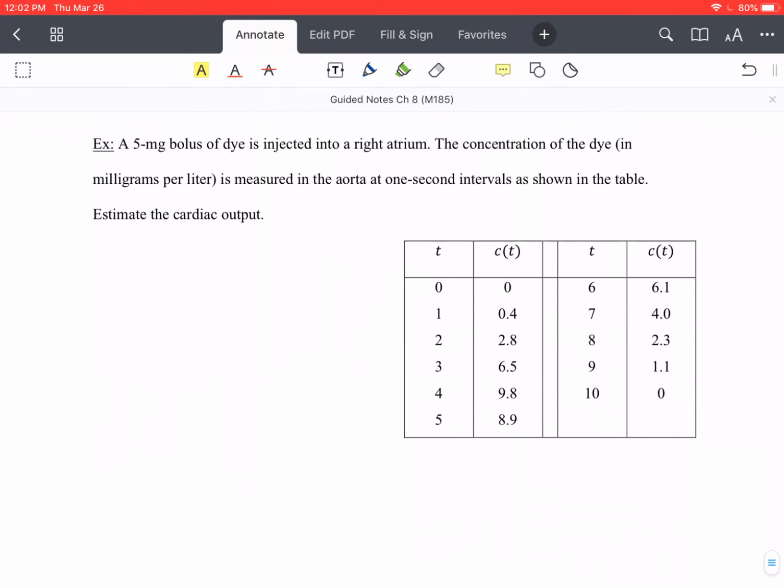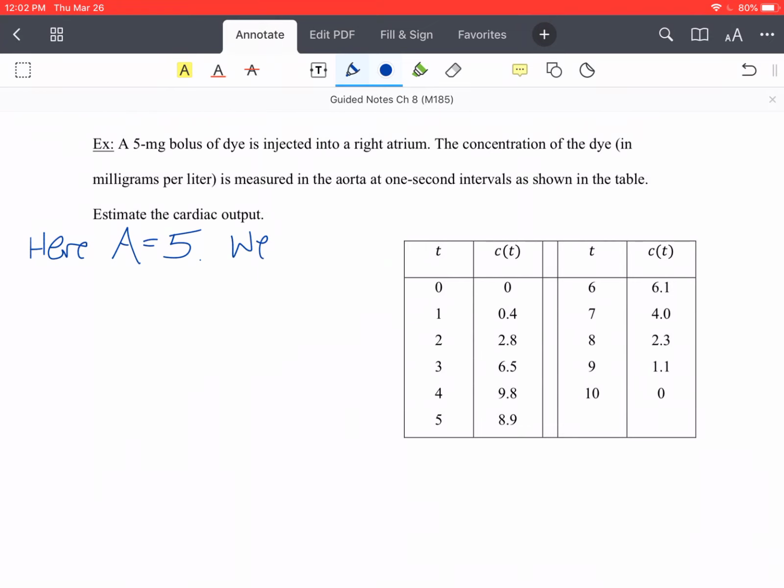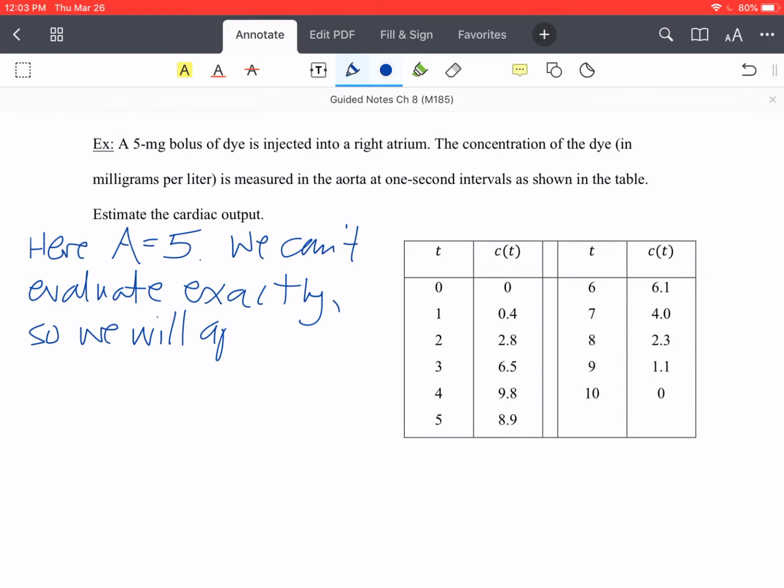So here, A, the amount of dye, is 5, and we can't evaluate exactly because we don't have that function C(t). So what we're going to do is approximate the value of that integral using one of our approximate integration techniques. And this is precisely why we have those approximate integration techniques, because of situations where we don't know the exact function. So we will approximate using the best one that we have, which is Simpson's rule.